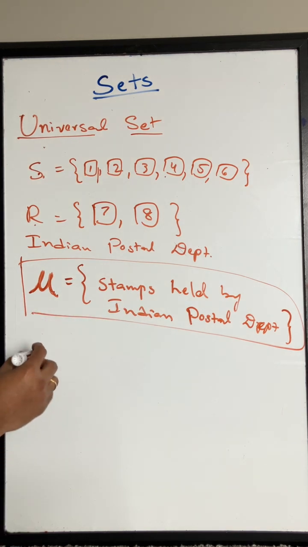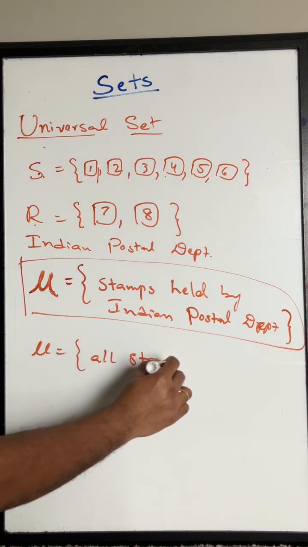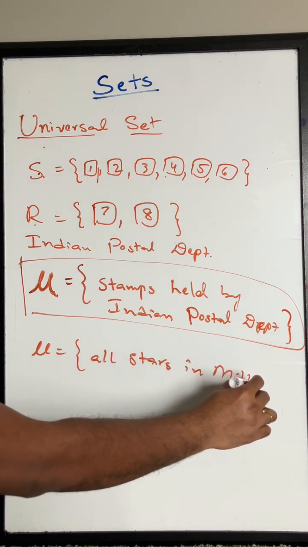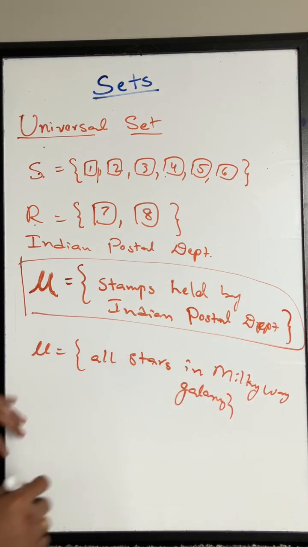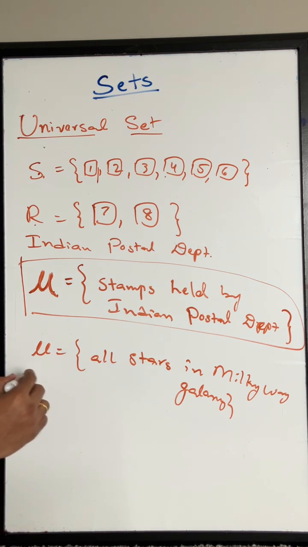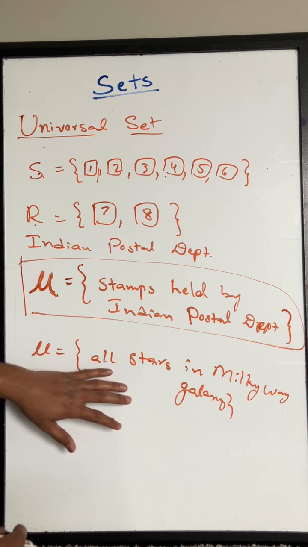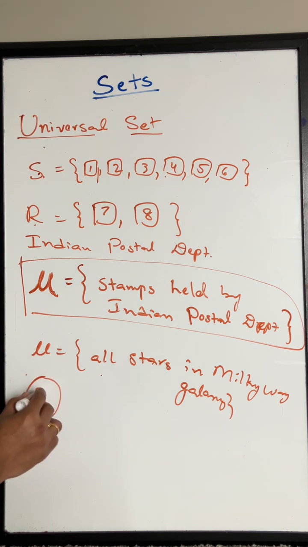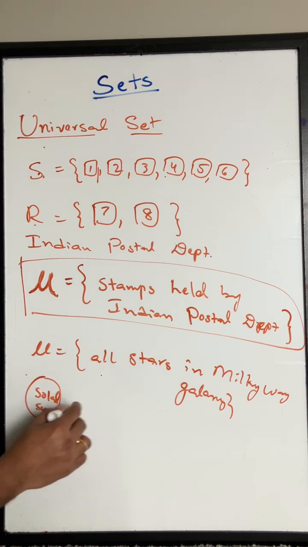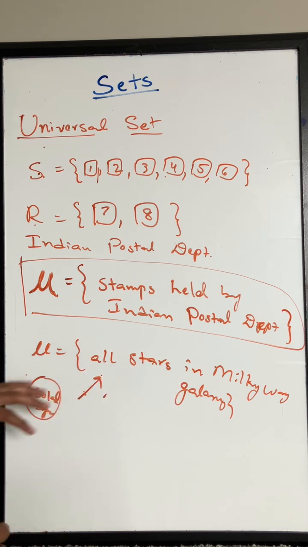Or mu could be all stars in the Milky Way galaxy. This is our mu. If you take this as mu, all our solar system, everything will be part of this universal set. All the stars in the Milky Way galaxy, our solar system, and the many other stars in the Milky Way will all be there in this mu. These are called universal sets.